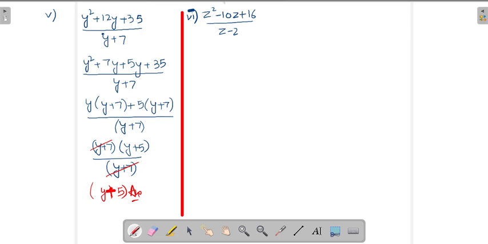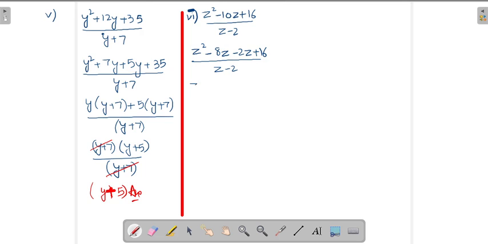Now multiply outer with outer, so it will come as 16z square, and now split the middle term in such a way that if you multiply, it should come as 16z square, and if you add, it should come as minus 10z. So it will be minus 8z minus 2z plus 16, and the denominator z minus 2.